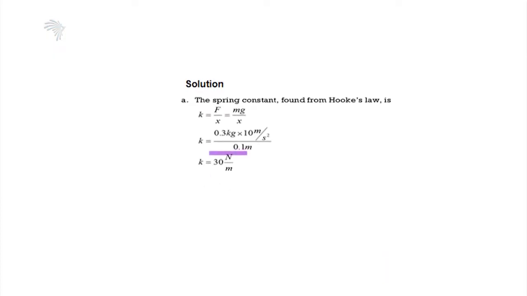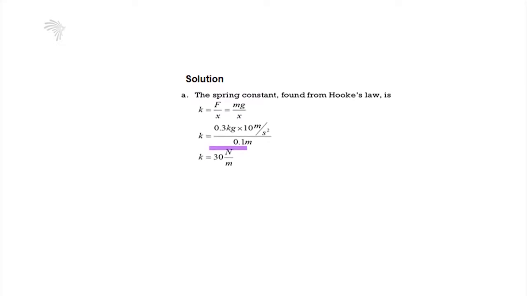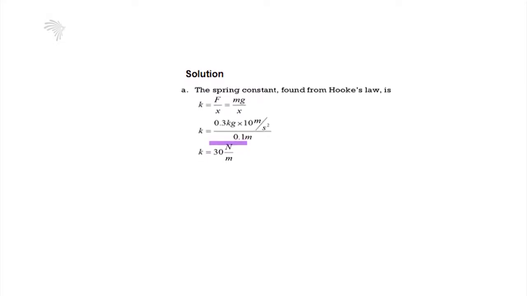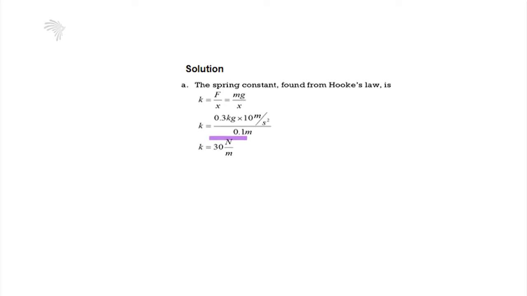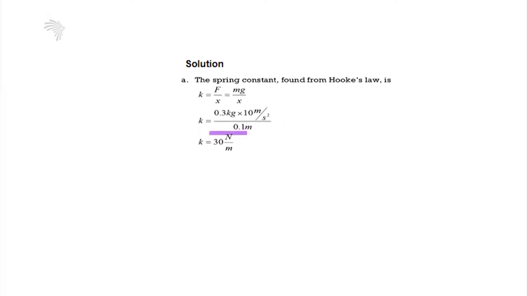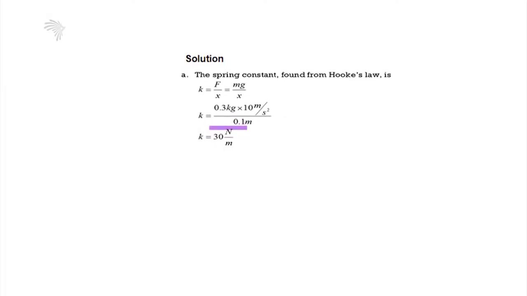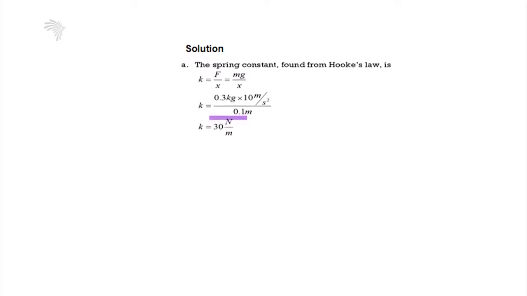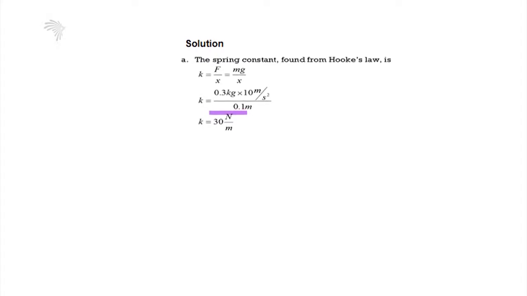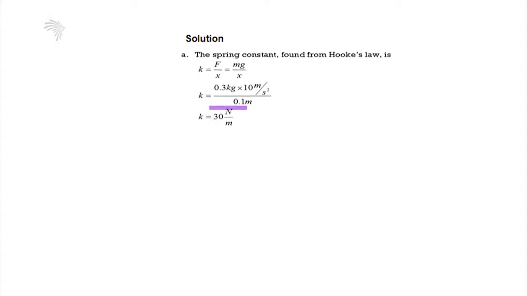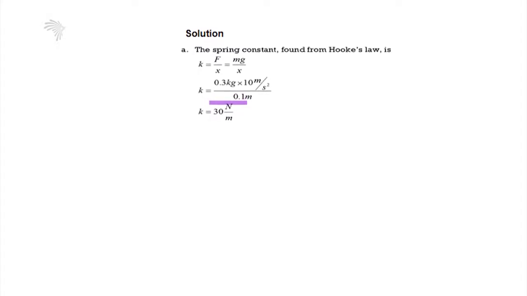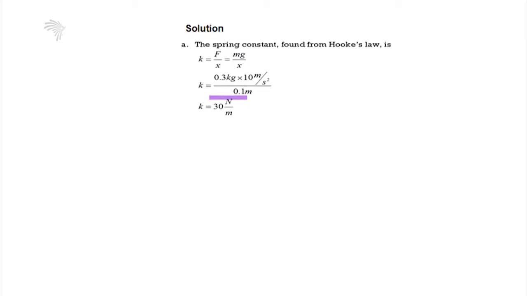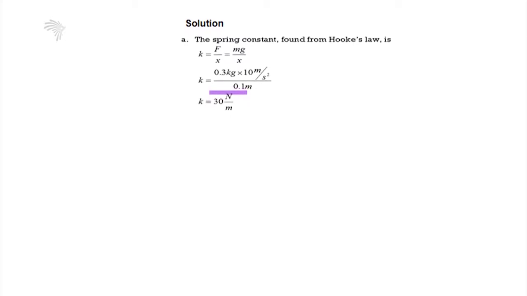We know that the spring constant is found from Hooke's law as K is equal to the force applied divided by x, and we know that F is equal to the weight of the mass, which is m times g. So the mass is 0.3 kg times gravitational acceleration, which we take as 10 meters per second square for simplicity, divided by 0.1 meter, which yields K is equal to 30 Newton per meter.